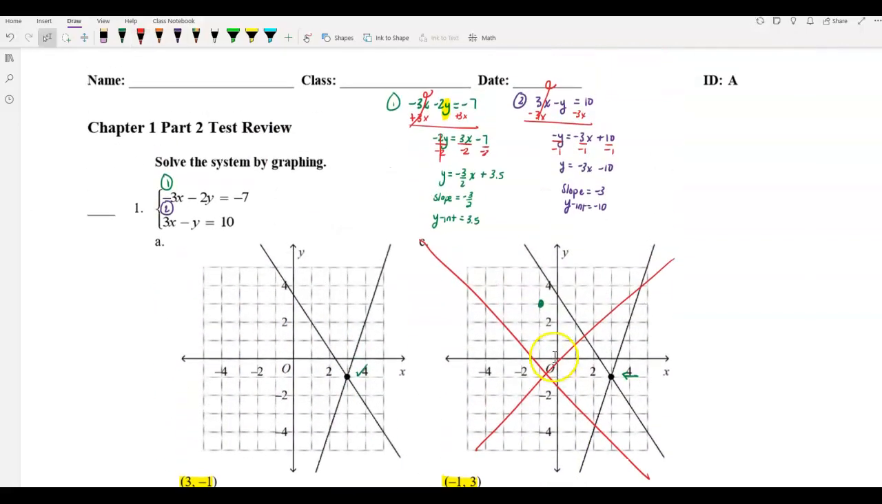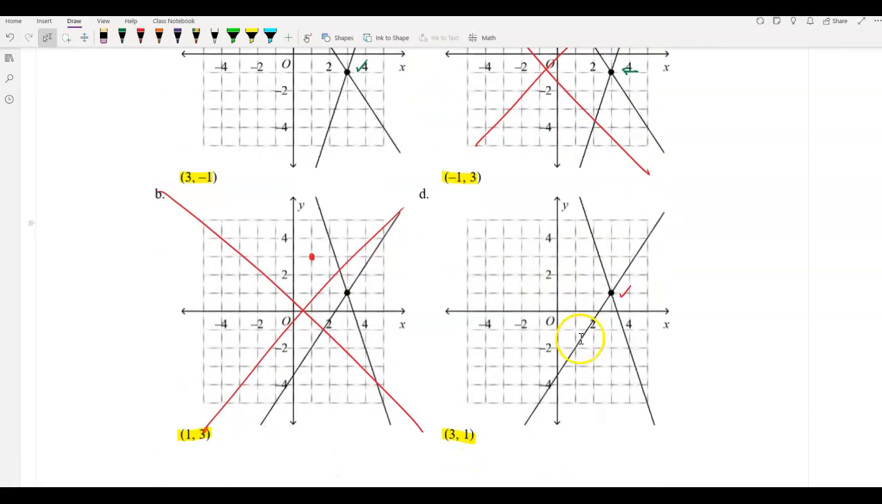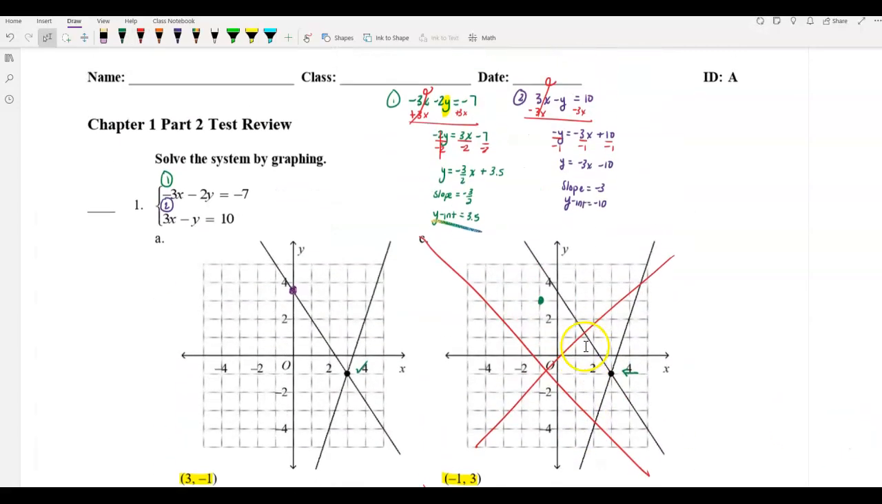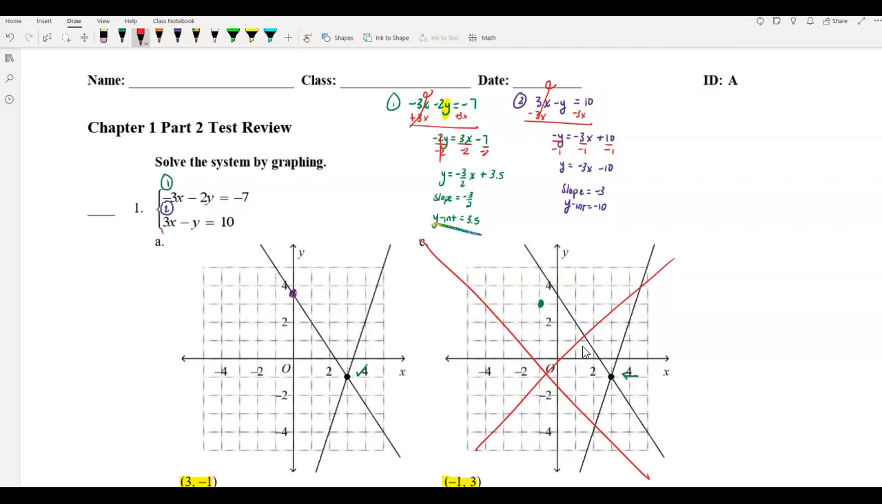Now, let's be strategic on how we plot these. Our first one has a y-intercept of 3.5. So here's 3.5. So far, so good. And here's 3.5. Well, am I crossing 3.5 in option D? No. So I am left with option A as an answer.